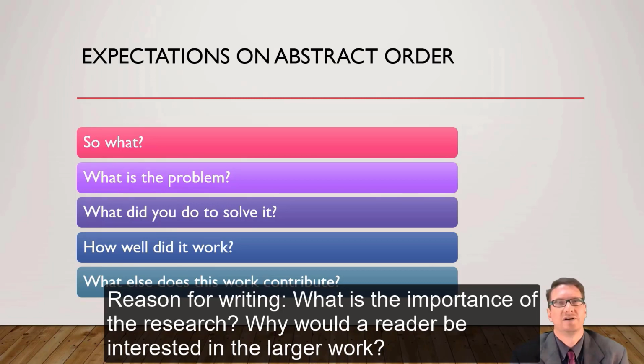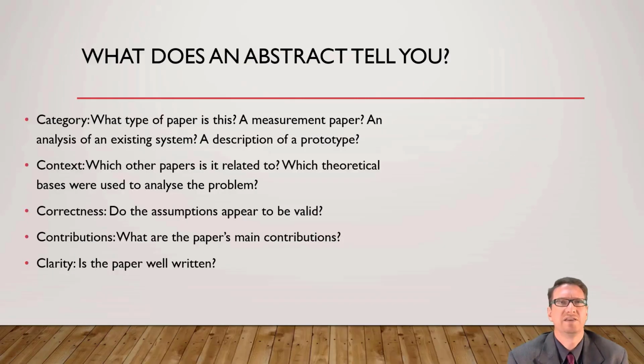So what does this all give you? Well, within those questions, it tells you what type of paper it is. Is it about measurement, analysis, a prototype? Often engineering papers are about a prototype or a simulation. It gives you context. What other papers is it related to? If you know the field well, as soon as you start reading it, you'll know what other papers in the field relate to this piece of work.